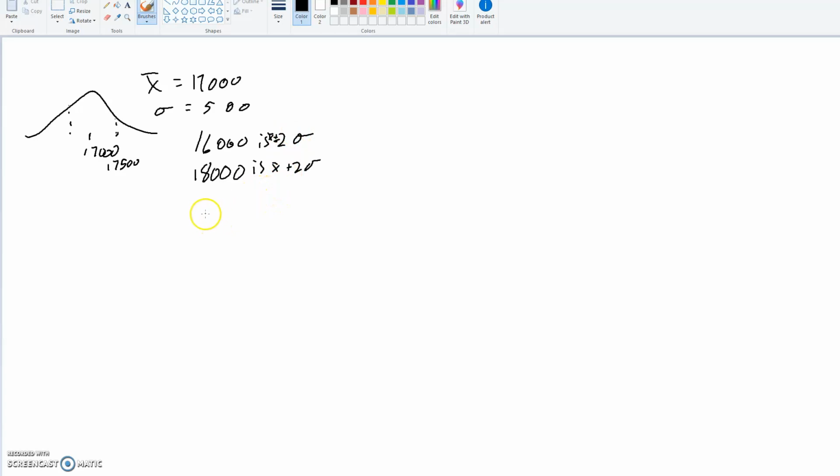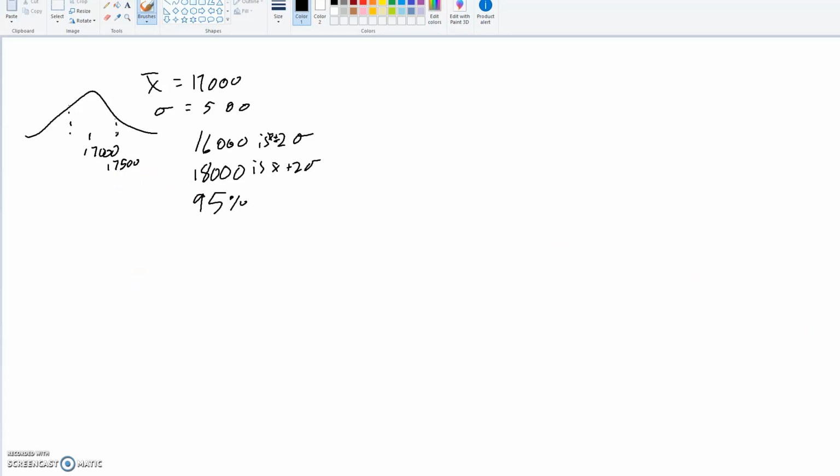Well, since it's 2 standard deviations, we use our empirical rule, which is 68, 95, 99.7. So this tells us that we have 95% in the region of 2 standard deviations. That's how we got number 12.